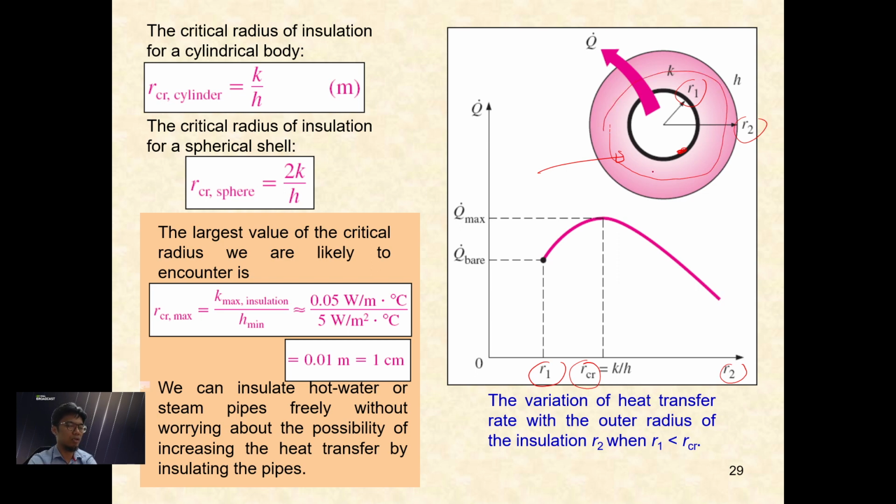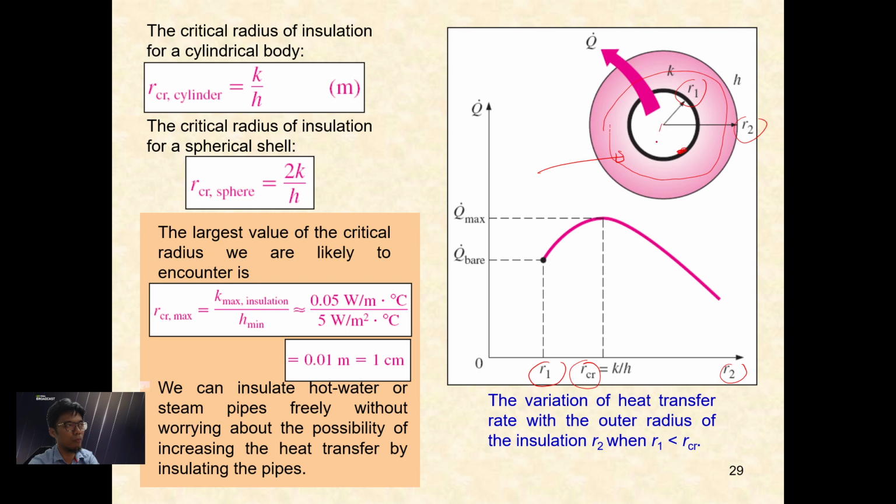For example, if you are appointed as an engineer and you want to transfer some fluid at 120 degrees Celsius to another place over a long distance, the critical insulator you need to apply is based on R critical here. You need to have more than this R critical thickness.